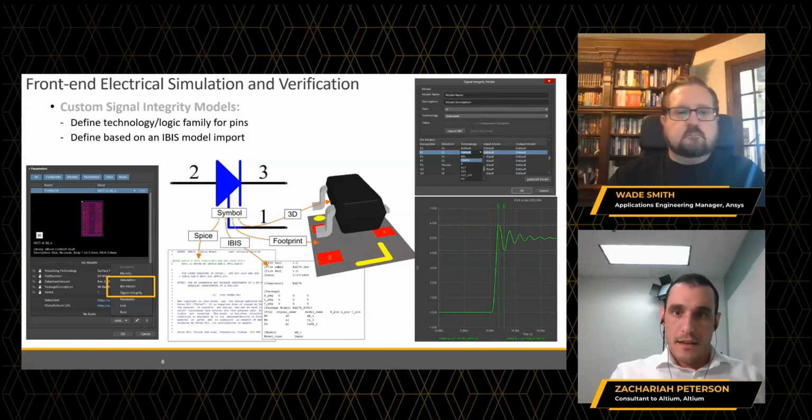Then on the front end, in the schematic, there's also some very useful electrical simulation features. So obviously any good schematic capture tool is going to have SPICE built into it. Altium Designer has some additional tools. You can do IBIS simulations. You can do some of these signal integrity simulations where you're analyzing things like overshoot and ringing. You can create components that use custom or standard simulation files. So these can be defined by you, the designer, or if you have them available from the manufacturer, you can import those into your components and do these front-end electrical simulations.